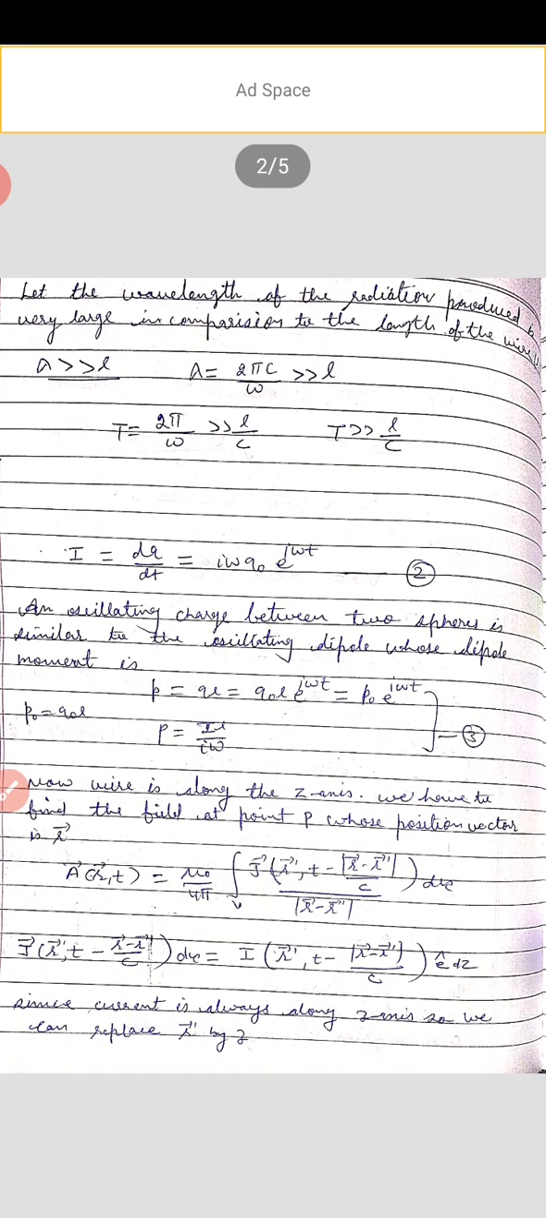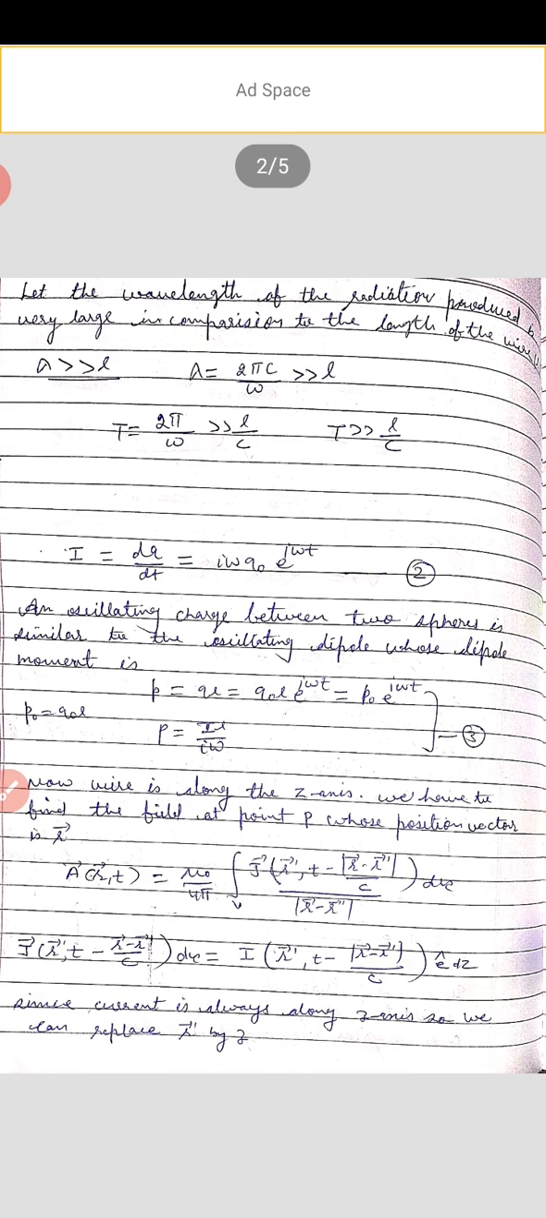Now if we assume that the wavelength of the radiation produced is very large in comparison to the length of the wire, that means lambda is greater than small l, the length of the wire, then lambda is equal to 2 pi c divided by omega, which will be greater than l. So T is equal to 2 pi upon omega, which is greater than l upon c, or T is greater than l upon c.